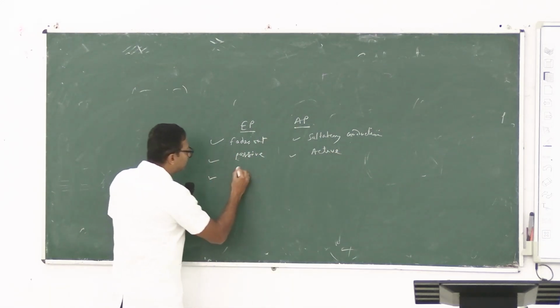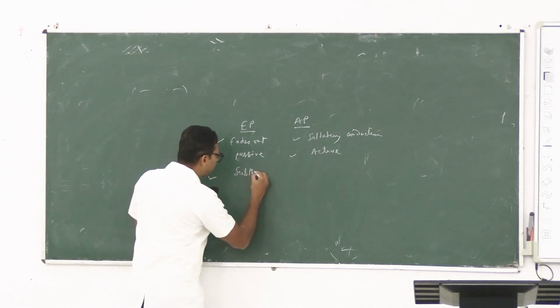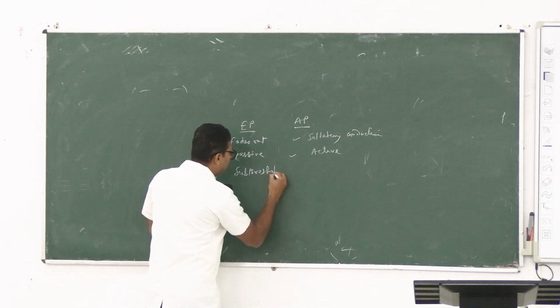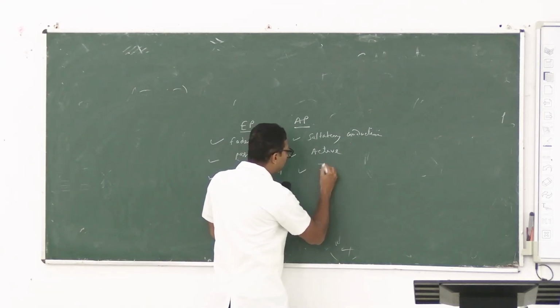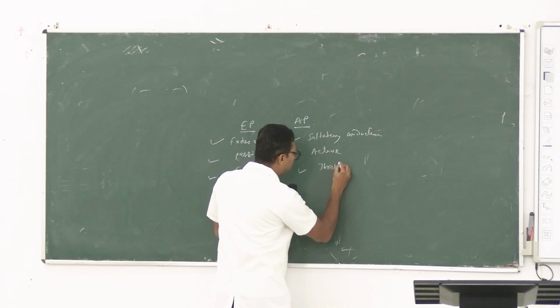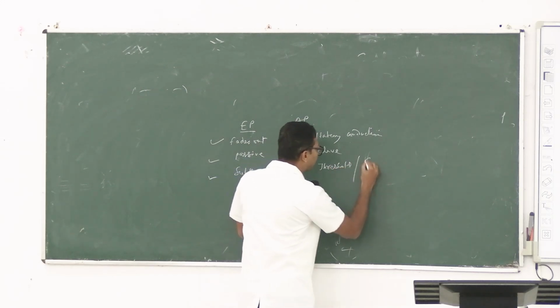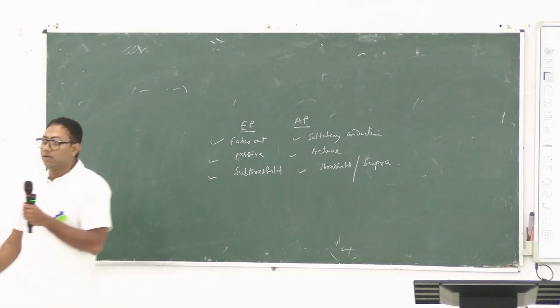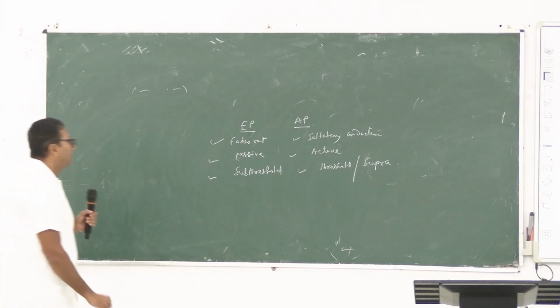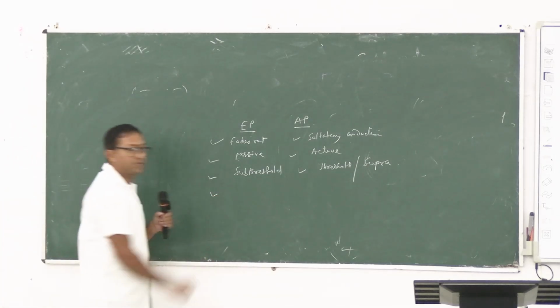Electrotonic potential requires sub-threshold stimuli, and action potential requires threshold or supra-threshold stimuli, right? Any more differences?